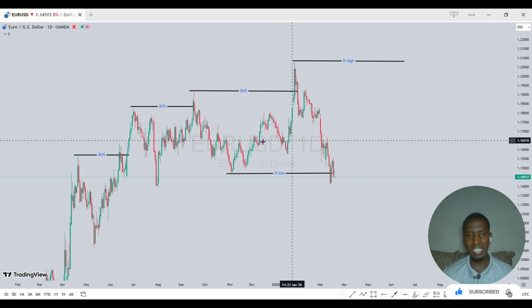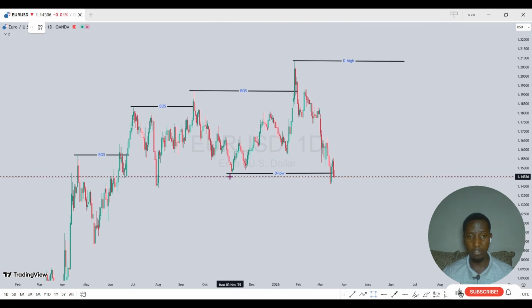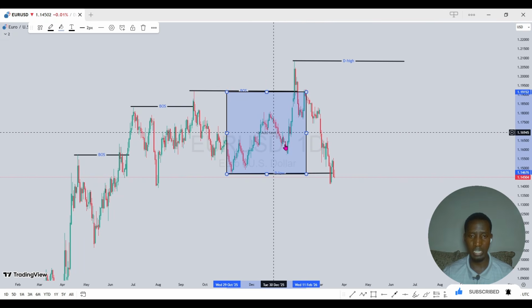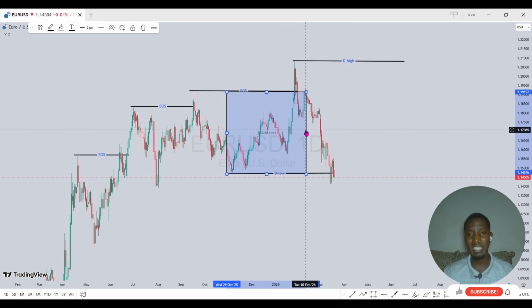Remember, anything inside this box is called internal. Let me mark it for you so that you can see well. Anything in this box is called internal. When it breaks the daily low, it means that the market is shifting. But let's look again.